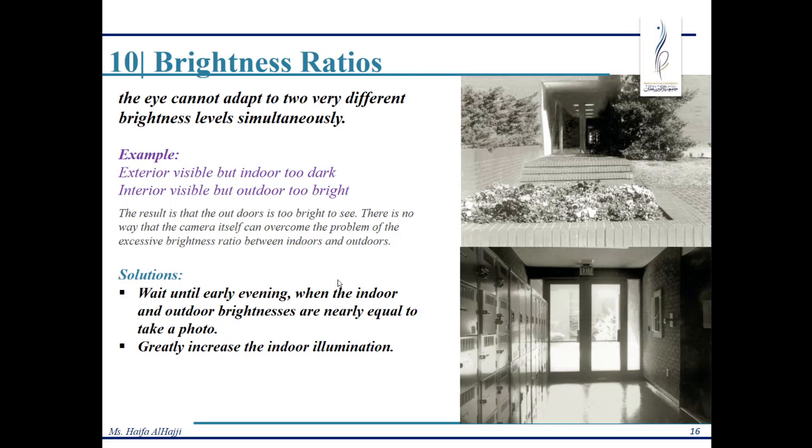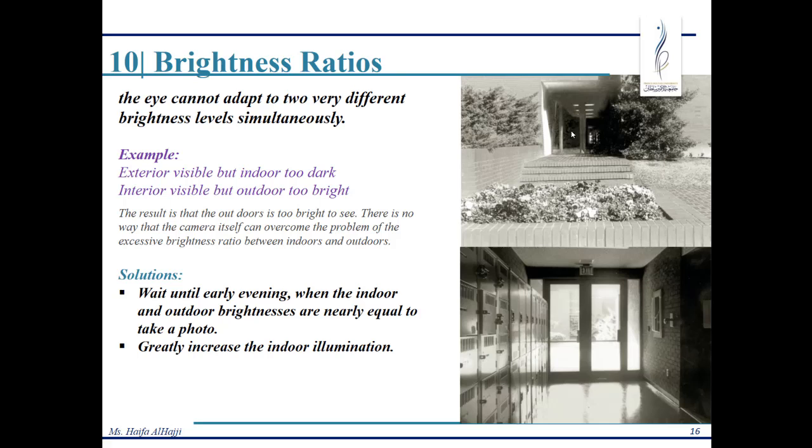Now, the second thing I want to talk about is brightness ratios. As we spoke earlier in the first lecture of lighting, the eye cannot adapt to the whole range of brightness of light. Our eyes function by adapting to a portion of that light, because the general brightness can start from 0 up to millions of lux. That's why our eyes can accommodate only a portion of that.